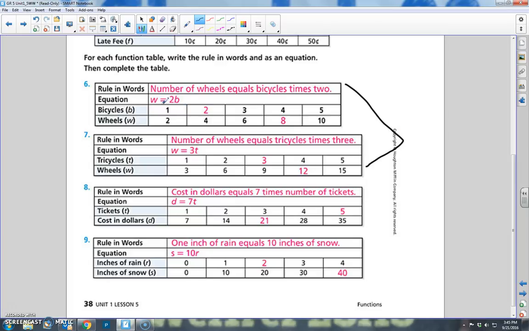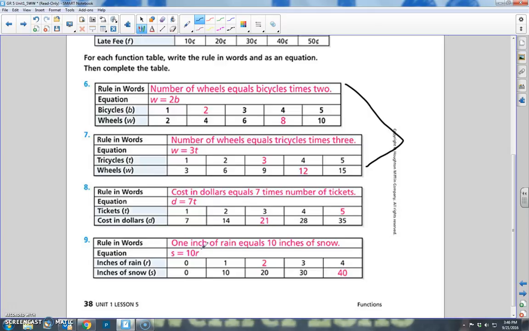We were correct. Okay. Number 8, cost in dollars equals 7 times the number of tickets. So D equals 7 times T. You might not see the times sign here, but when you have a number and a letter right next door to each other, that means multiplication.